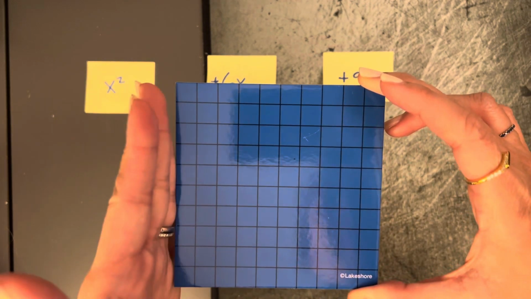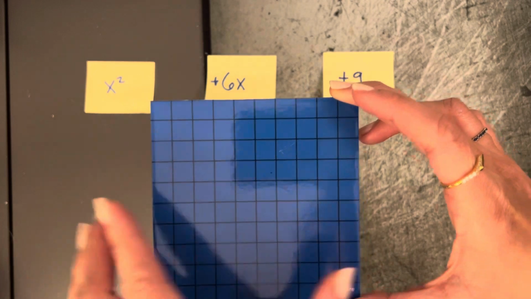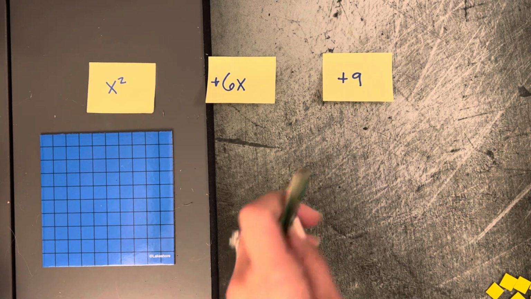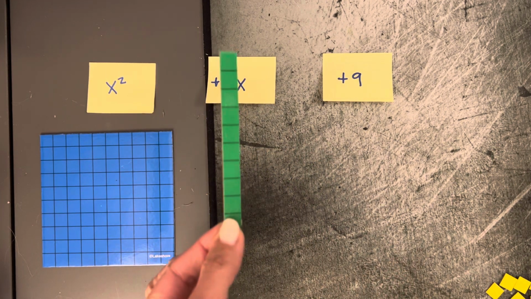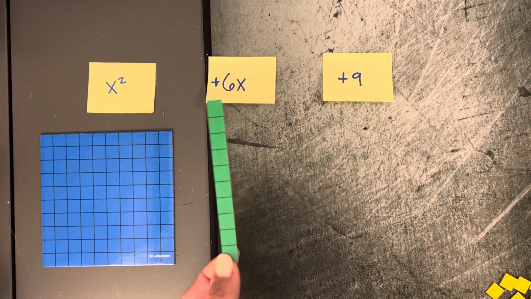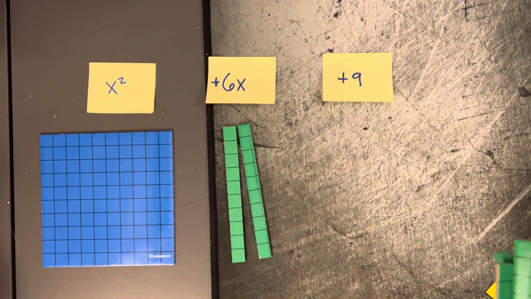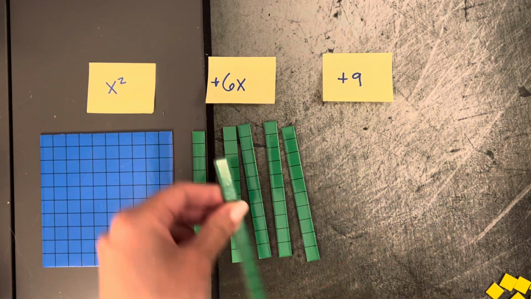It represents x times x, so x squared, right? X squared is a square. And then our linear term, 6x, each x is going to be represented by one of our rods here. And this is a line, so this represents our linear term, okay? So I need 6 of them because I have 6x. So 1, 2, 3, 4, 5, 6.